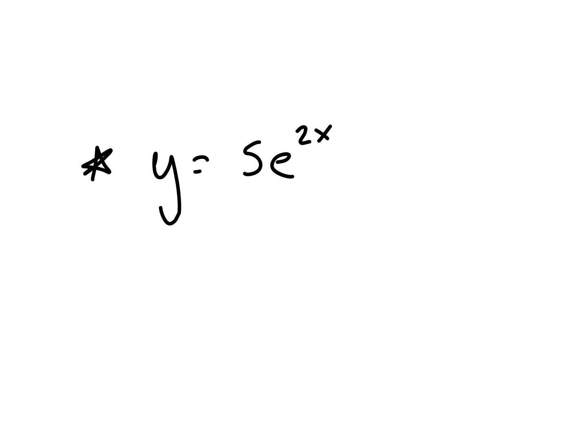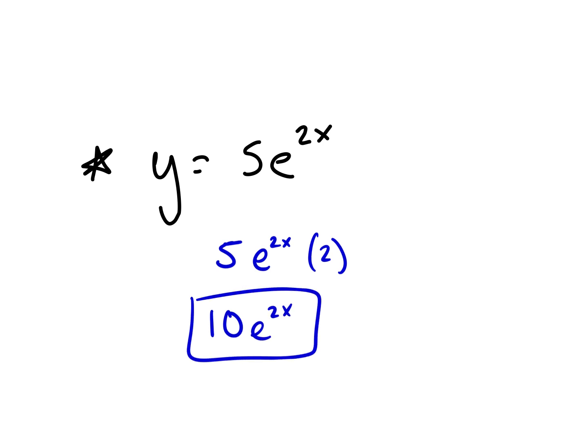So let's find the derivative. Our derivative would be 5 times e to the power of 2x times what? What are we missing? Times 2, times the derivative of the exponent. So this would be 10 e to the power of 2x. No, because it's e that has the exponent. 5 is just a coefficient.